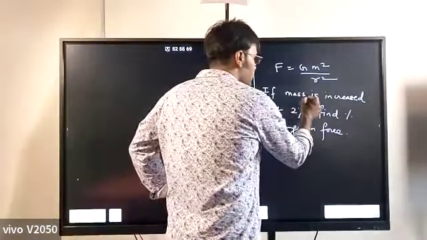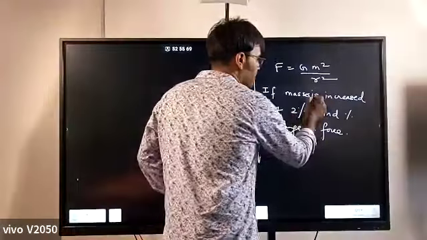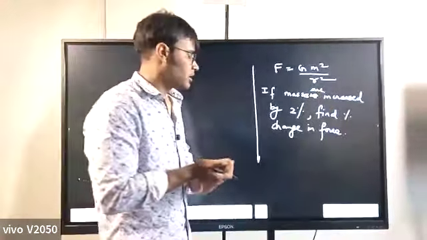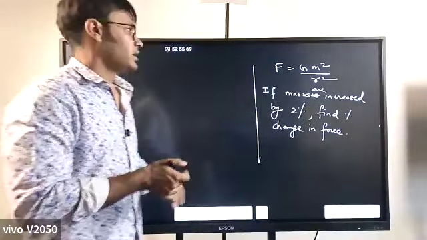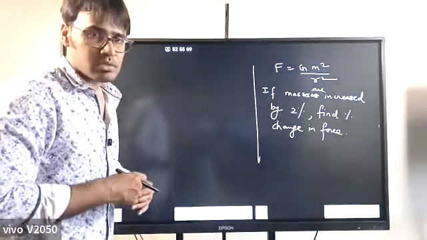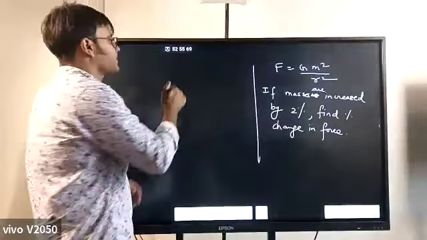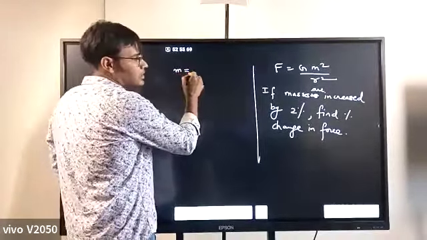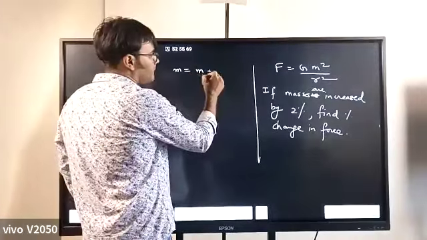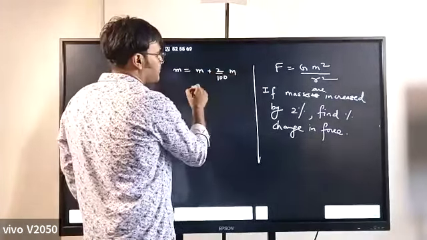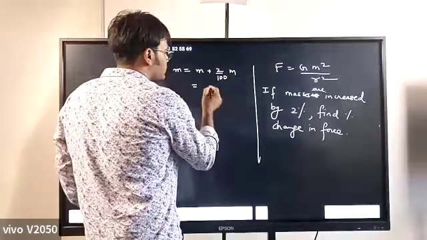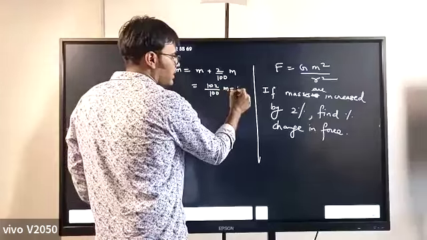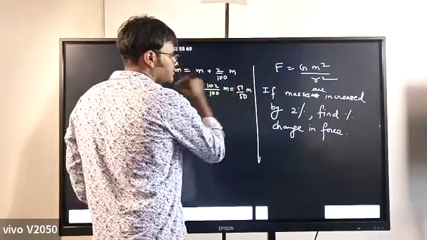Now, this question will be a little bit difficult in calculation. So if masses are increased by 2%, what will be the percentage change in force? If we use the traditional method, you can do the calculation with me. Mass is increased by 2%, so m plus 2%. This will become 102 by 100 m, or I can write 51 by 50.